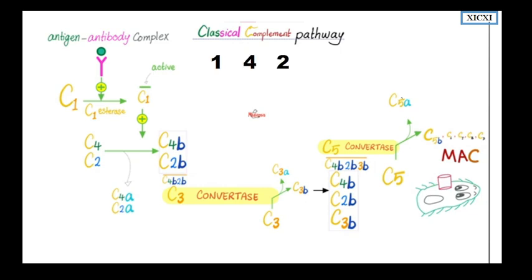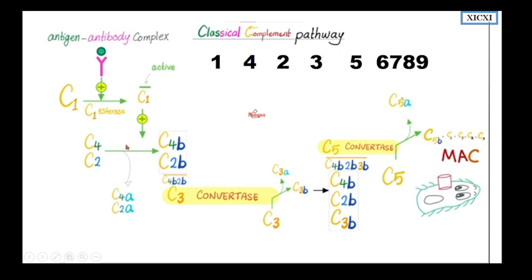You should count with me: 1, 4, 2, 3, 5, 6, 7, 8, 9. So this is the way those protein cascades are going to intervene in this classical complement pathway. It means that complement number 1 is the one which comes first. With the help of an enzyme called C1 esterase, it is going to be activated. Now, after being activated, it is going to activate complement 4, which is another protein.